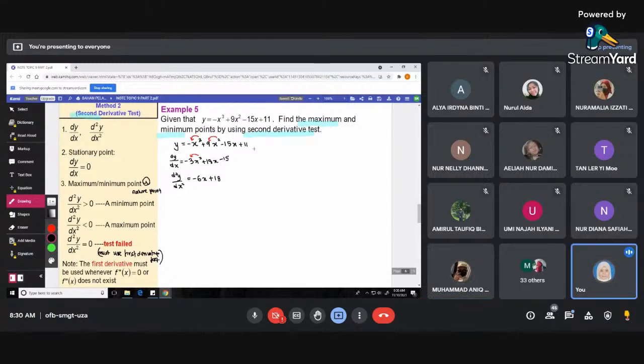Kosong. Saya panggil Anik sebab dia kat rumah.